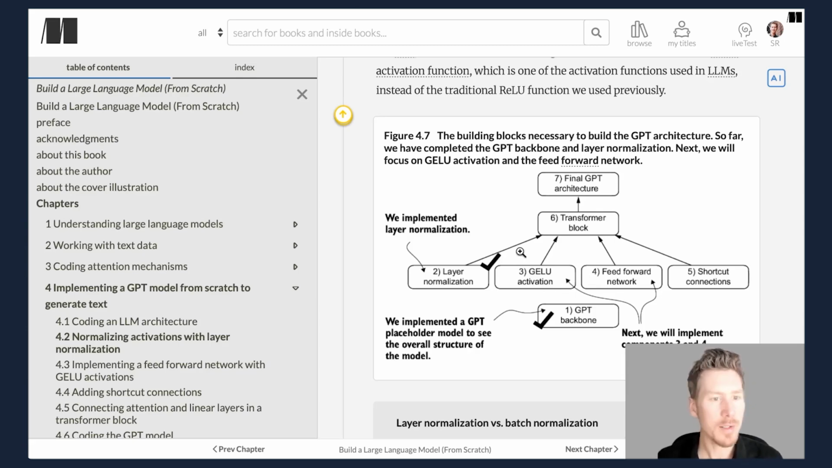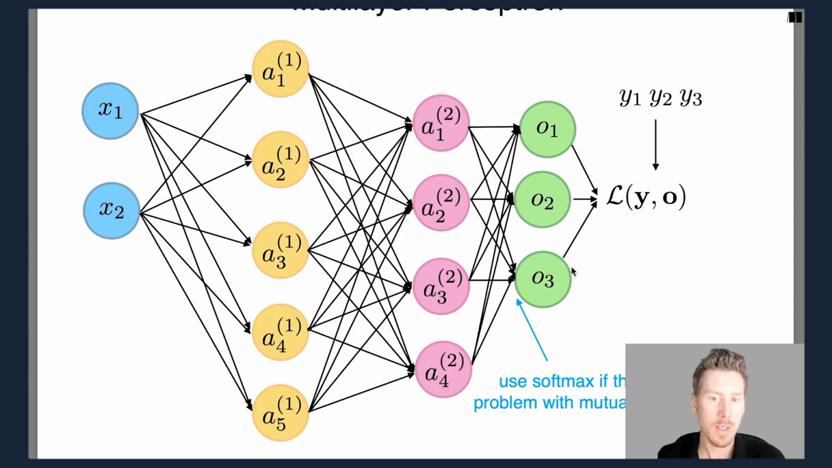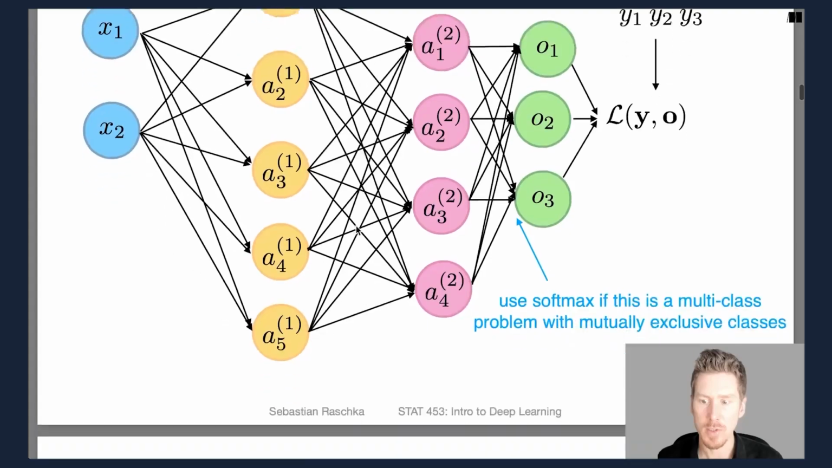So why do we need nonlinear activations in the first place? I was just digging out an older figure from a university lecture I gave when I was a professor back in the day. Here, this is a multi-layer perceptron architecture that consists of multiple layers. We have the inputs, a first hidden layer and a second hidden layer, and then the output layer. This is a classic multi-layer perceptron that you may have seen in the context of deep learning. And what's not shown here are the nonlinear activation functions.